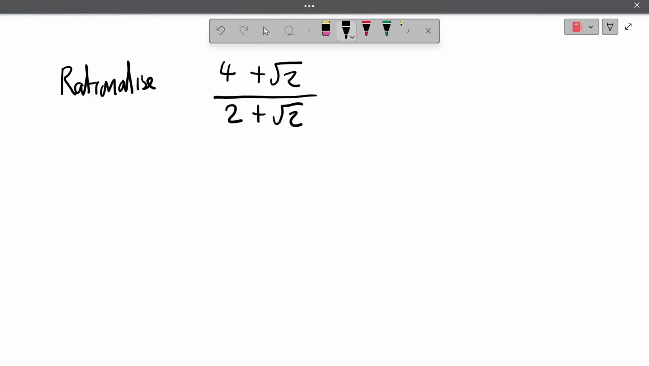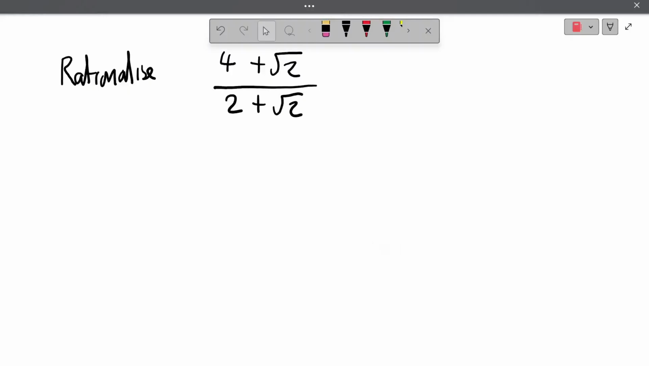So this next question is a little bit different to the last. We have 2 plus the square root of 2 at the bottom of the fraction, and 4 plus the square root of 2 at the top. Again, what we care about is the bottom, not so much the top. And what we have to do is use something called the difference of two squares.